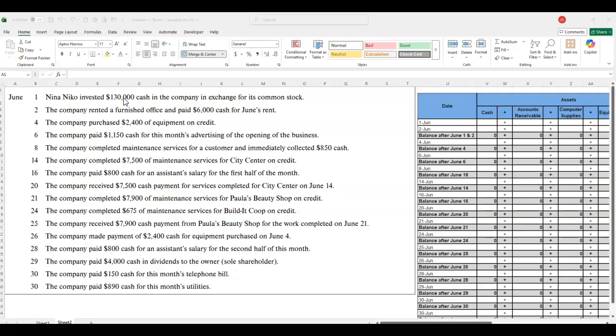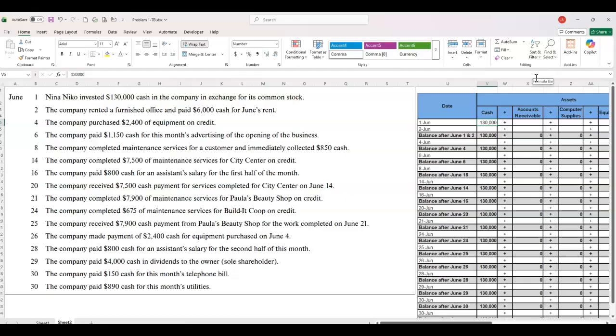A person invested $130,000 cash in the company in exchange for common stock. So cash goes up. We received an inflow. The company received an inflow of cash, and we issued common stock to the investor in exchange for that cash. So cash goes up. We'll put it as a positive, $130,000. You can see the balances all populate after that.